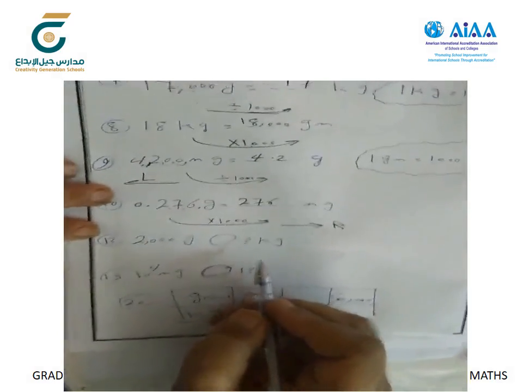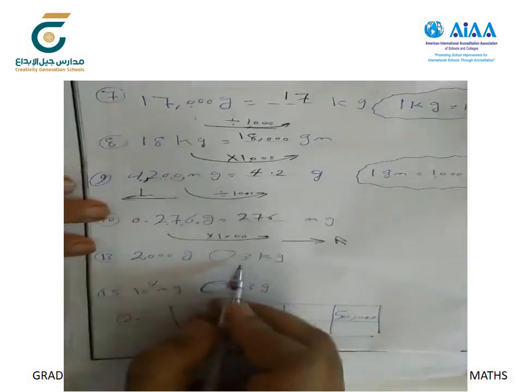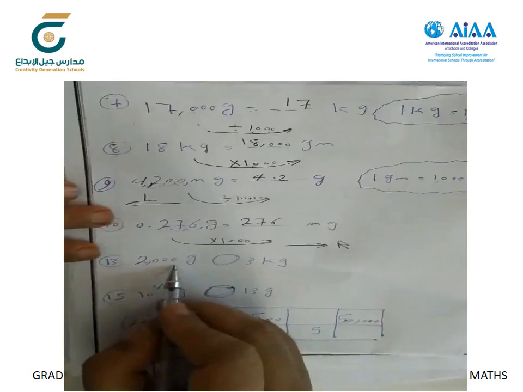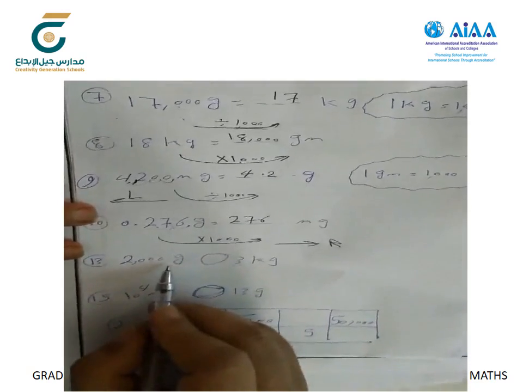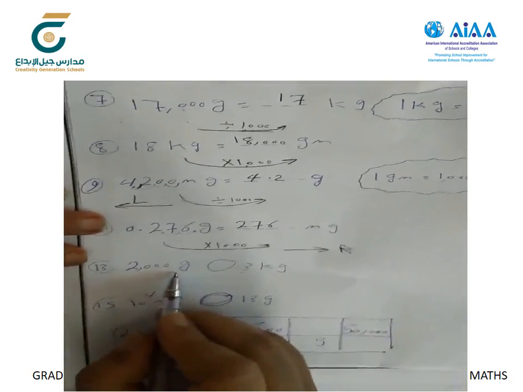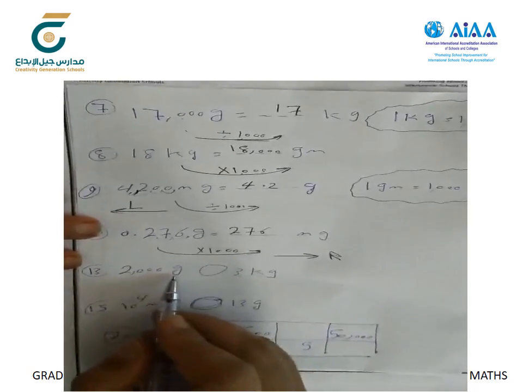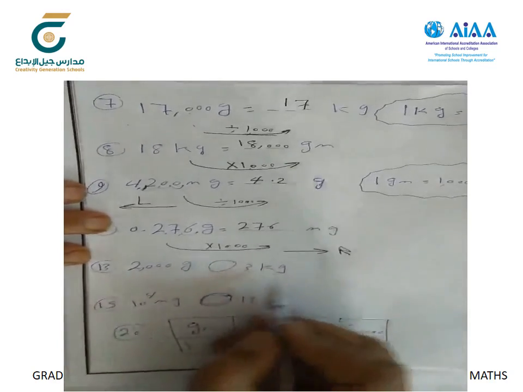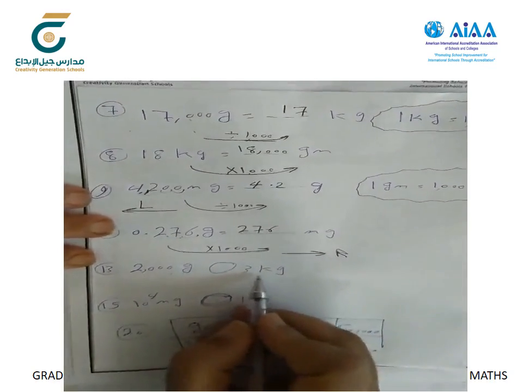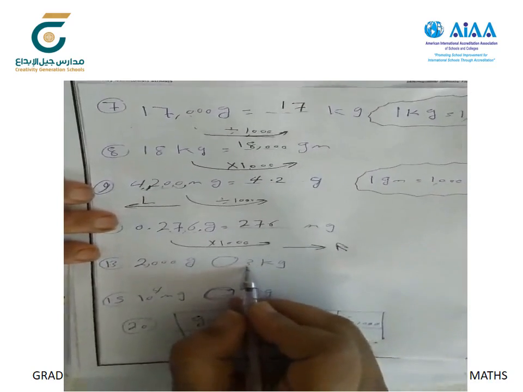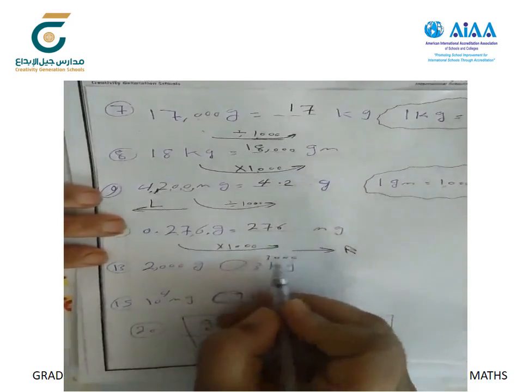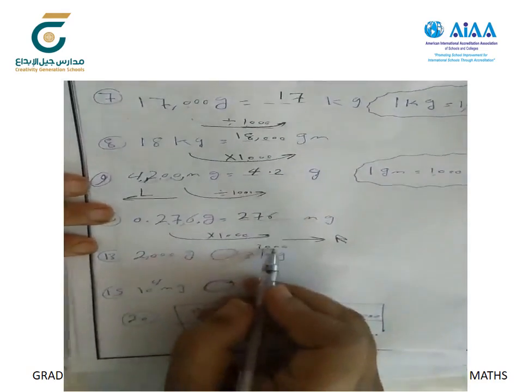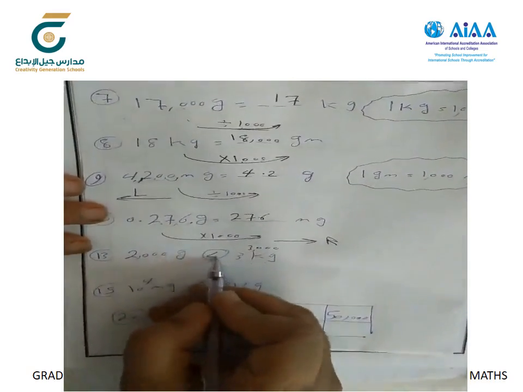Put bigger than, smaller than, or equal: 2000 grams and 3 kilograms. To compare between two quantities, they must have the same units. Okay, now we convert from gram to kilogram or from kilogram to gram. I prefer to convert the bigger one to the smaller by multiplying by 1000. It will be 3000. So which is greater? 3000 is greater than 2000.